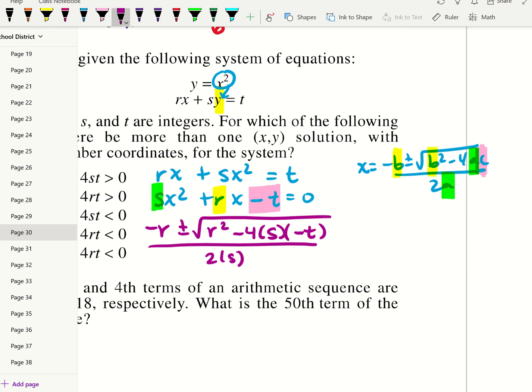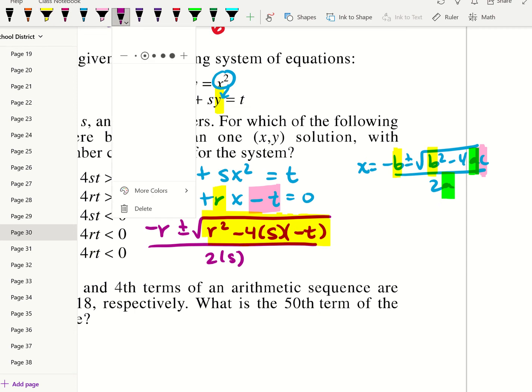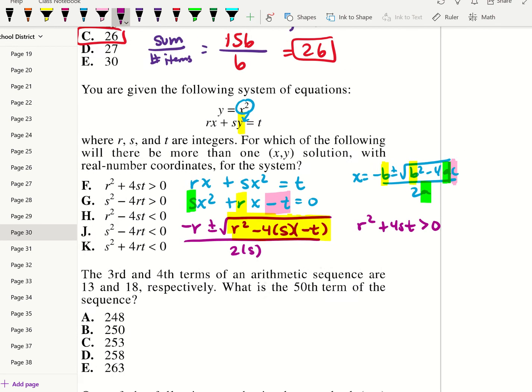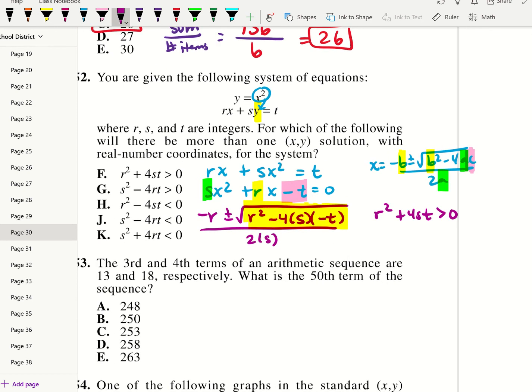Now, if I want there to be more than one solution, then what ends up happening is that this number right here needs to be a positive value and needs to then be greater than 0, so positive value. Now right here, a negative times a negative is a positive. So I want this to be greater than 0. And if I look at my answers, although I can't simplify this further, I do have that as one of my answers for F.